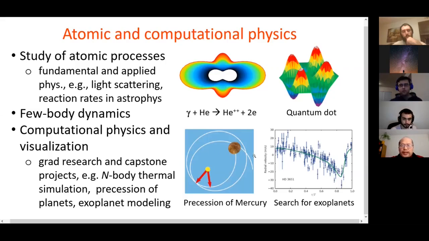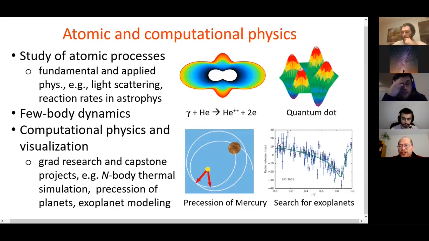So one of the graphs here shows our study of the GR effect, in fact, the precession of Mercury. This is supposed to be the sun, the origin, but Mercury, due to the general relativistic effect, would actually precess. So we follow the Runge-Lenz vector, and we can look at this differential precession.